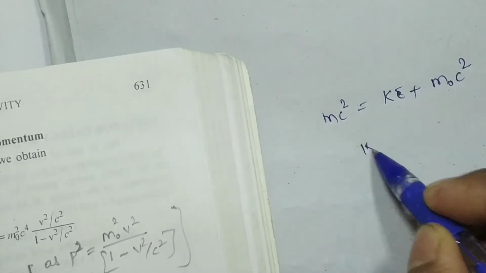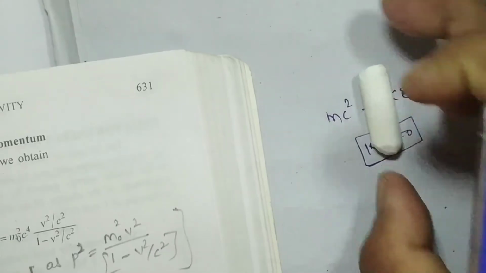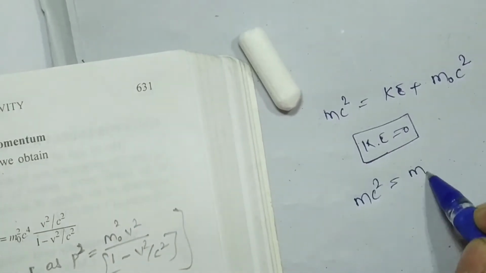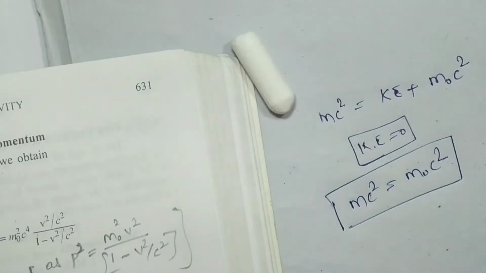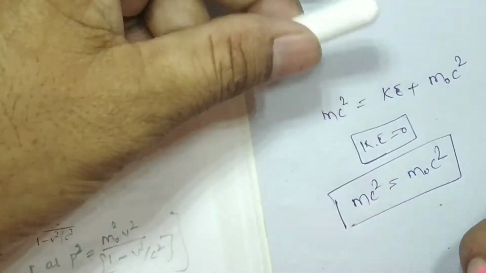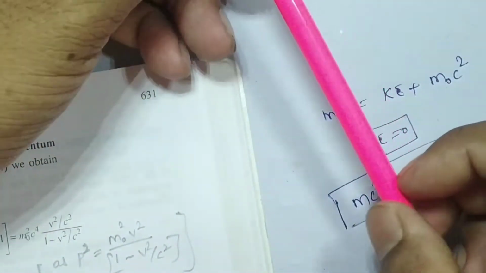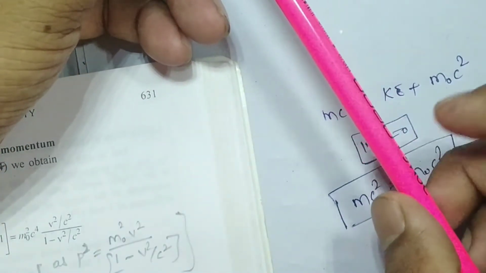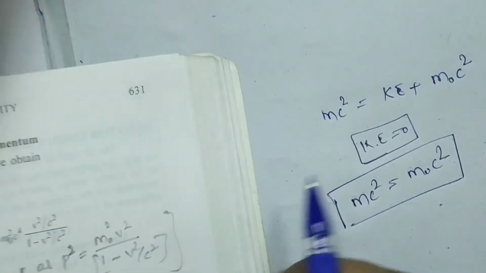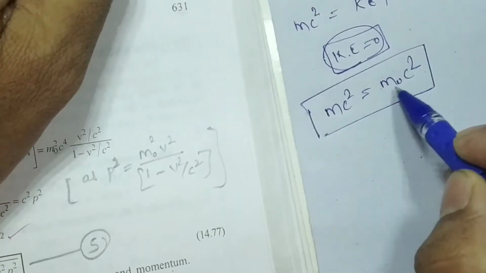So if kinetic energy is zero, that means suppose this body is at rest. Body is at rest. That means total energy is nothing but m0 c square. That means suppose I have a body or mass. Suppose this is a mass, and this is not actually just mass. This is one of the forms of energy according to Einstein. This is also energy. How much energy? If kinetic energy is zero, it will be equal to m0 c square.